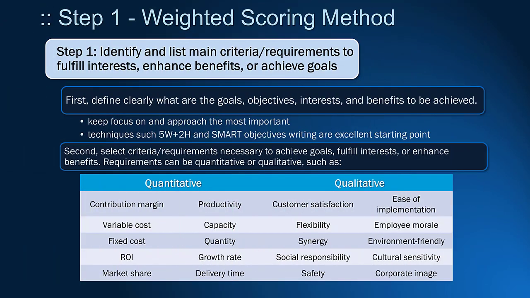In the first step, it is crucial to define clearly the goal, and then choose requirements or criteria that are important to achieve the objective. The requirement or criteria can be qualitative or quantitative. Here you can see some examples for business scenarios.